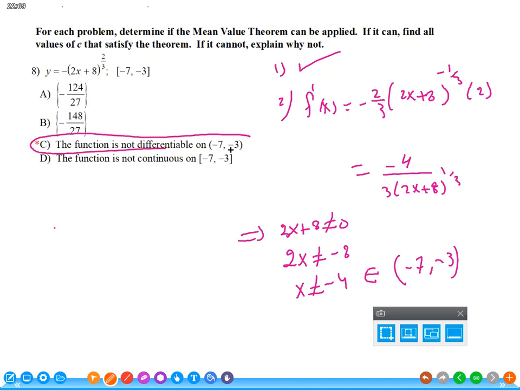So this condition fails, so we cannot apply the mean value theorem. Done.